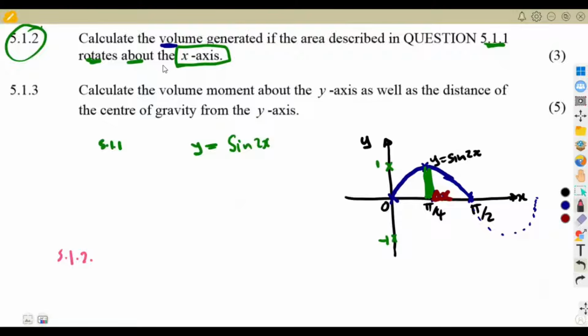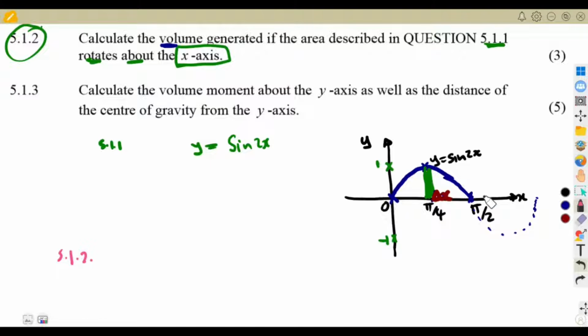So this is what you check, because for volume, you are going to use either the disk method or the shell method. Where do we use the disk method? If the representative strip is perpendicular to the axis of rotation, we use the disk method. If the representative strip is parallel to the axis of rotation, we use the shell method.